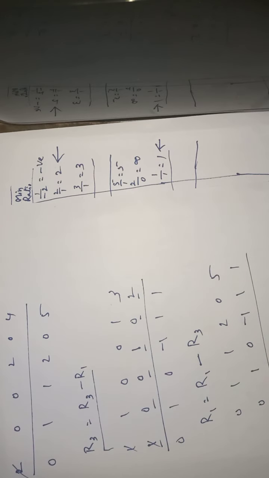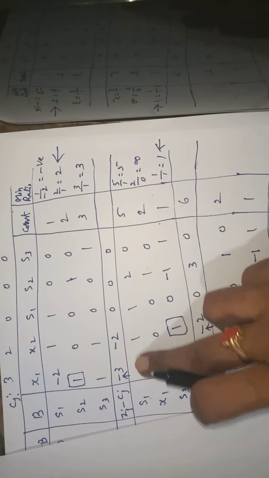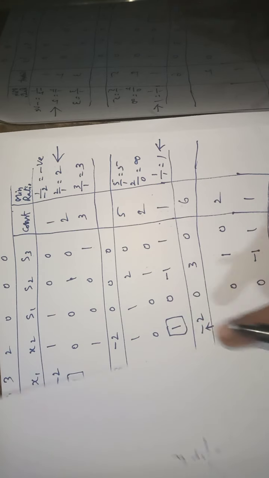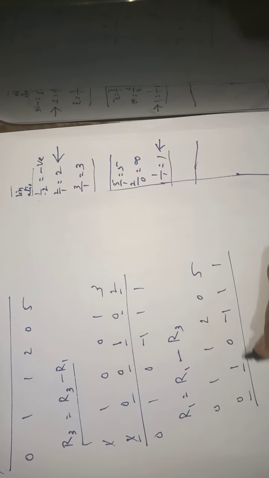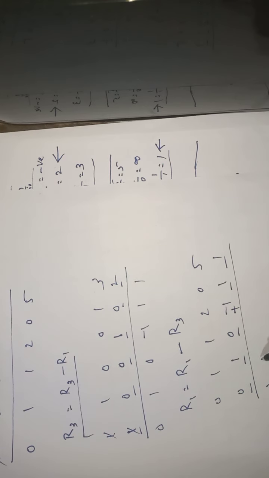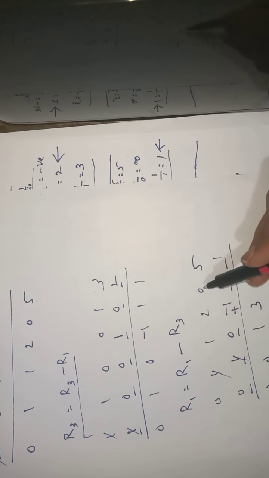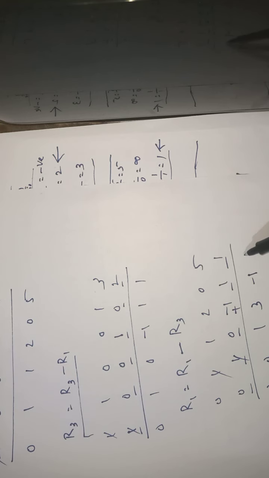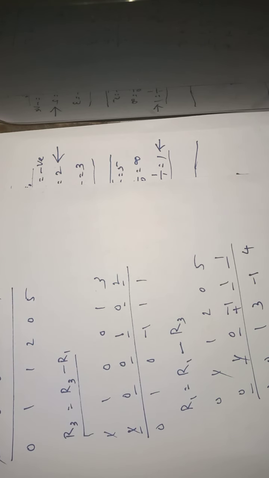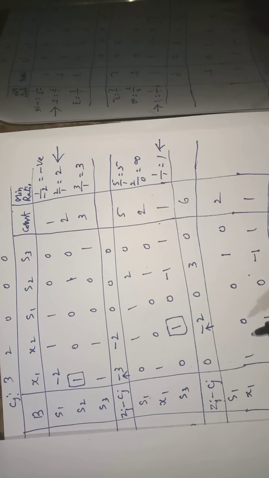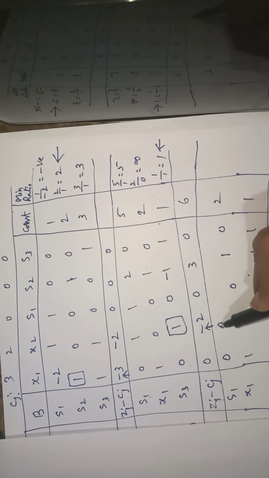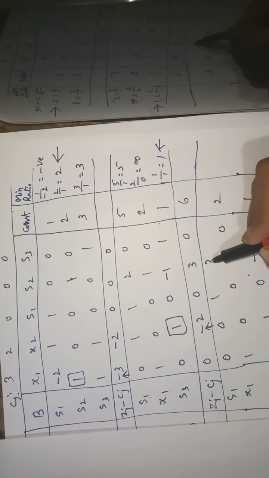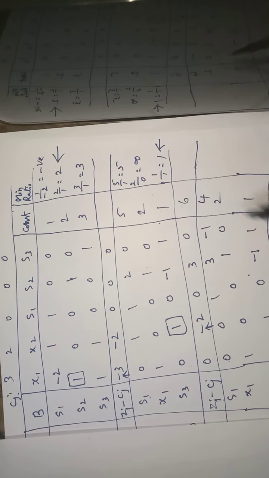R1 row is this one, R3 row is this one. Now subtracting: 0, 1 minus 1 is 0, 1 minus 0 is 1, 2 plus 1 is 3, 0 minus 1 is minus 1, 5 minus 1 is 4. I'll write 0, 0, 1, 3, minus 1, 4.